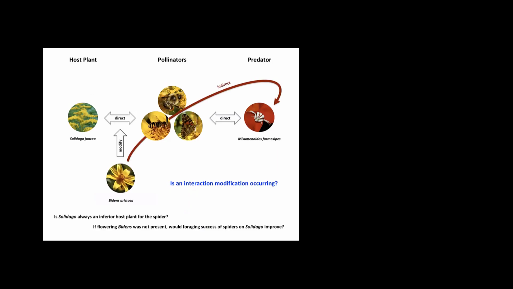And this gives rise to an interesting question. From the spider's perspective, is solidago always an inferior host, or was solidago an inferior host because of bidens? So if we removed flowering bidens from the system, would foraging success of spiders on solidago improve? In other words, is an interaction modification occurring? So this was what I set out to examine.